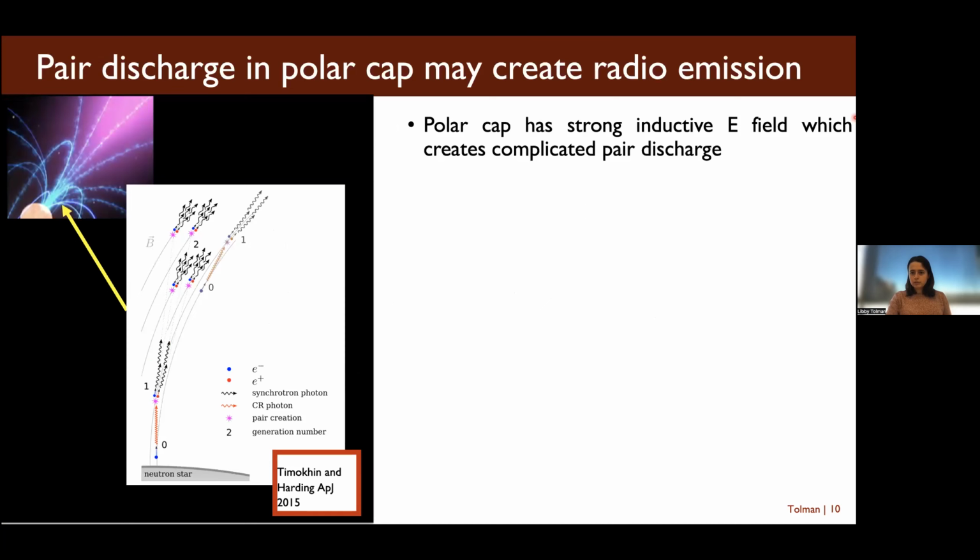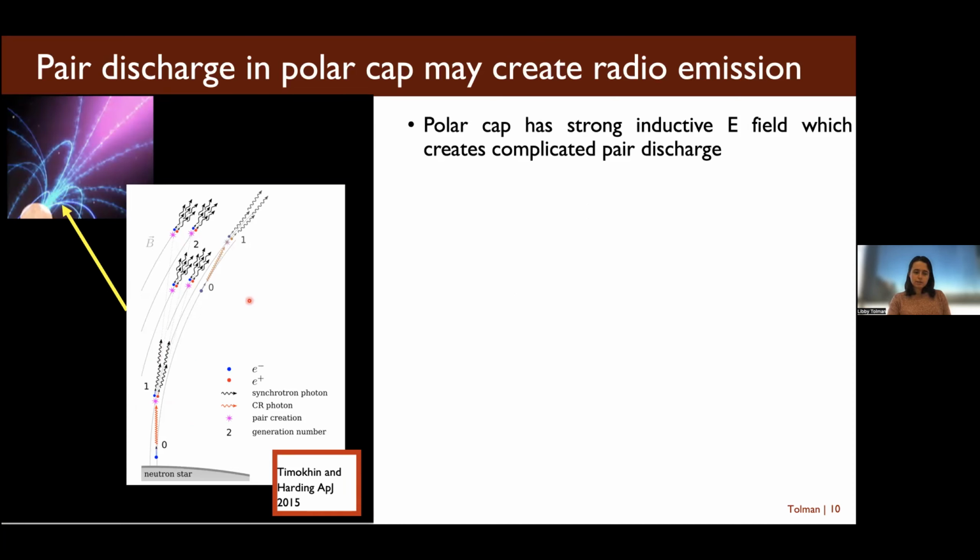Let's start by discussing the pair discharge that might create the radio emission. If we go back to our artist depiction of the neutron star, with this polar cap region that we're interested in, you're going to have the strong inductive electric field, which we discussed earlier. This is going to create a complicated pair discharge.